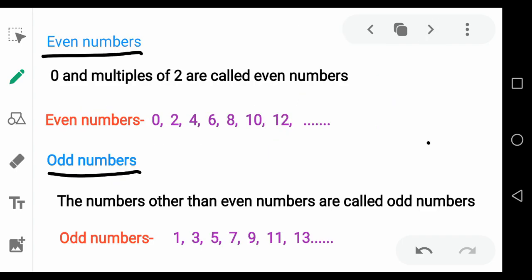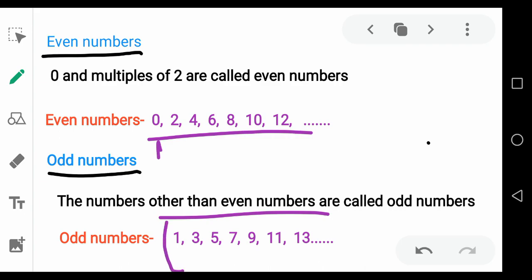Okay. Now comes even numbers. You know what are even numbers? 0 and multiples of 2 are called even numbers. You know the multiples of 2, right? 2, 4, 6, 8, 10, 12, 14, 16. It will go on like that. So all these numbers are called even numbers. What will be odd numbers? The numbers other than even numbers. 0 is even. So after 0, what is the next number? 1. So 1 will come here. After 1, 2. 2 is a multiple of 2. So after 2, what is the next number? 3. So 3 is here. Like that, numbers other than even numbers are called odd numbers.